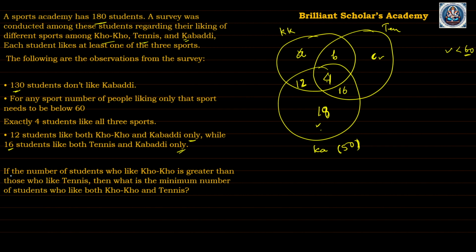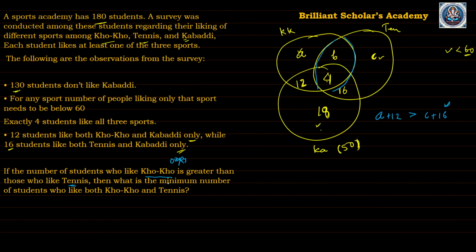The question says, if number of students who like Kho, does it say Kho only? No, it says people who like Kho is greater than those who like tennis. So the left hand side circle has more number of people than the right hand side circle. Please observe what is going on here. This part is common to both. So if this is common to both, this is not going to matter in a comparison. What is going to matter is A plus 12 must be more than C plus 16. If this holds true, people participating in Kho is more than tennis.